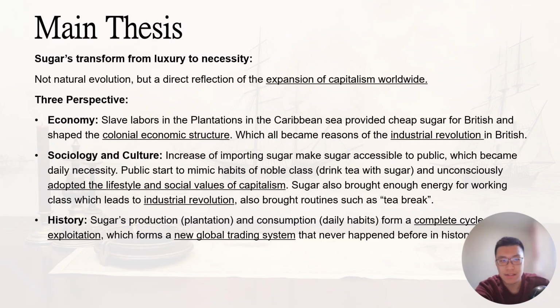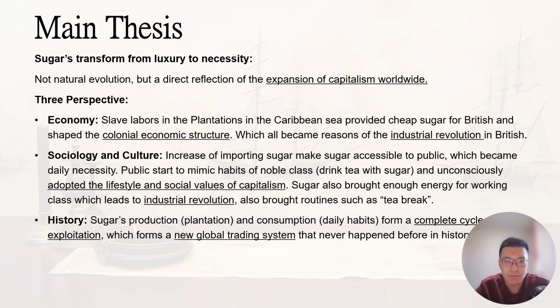And for the main thesis, I think we can look at it from 3 different perspectives. First is the economy perspective. As we all know from the book, there are cheap slave laborers in the plantations in the Caribbean Sea, which provide cheap sugar for the British. And this kind of trading shaped the colonial economy structure and lasted for a very long time in this world. And also, cheap sugar became a reason for the later Industrial Revolution in Britain, which I will introduce later in the book review, why this becomes the reason.